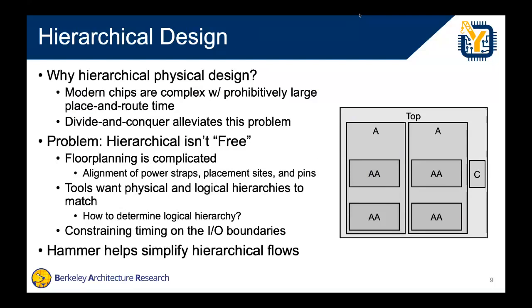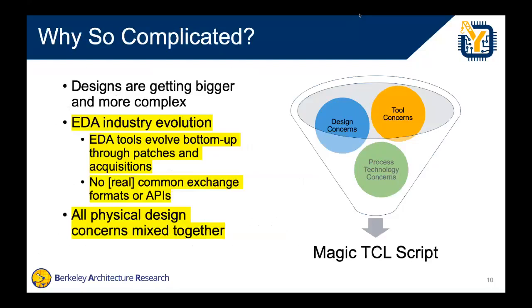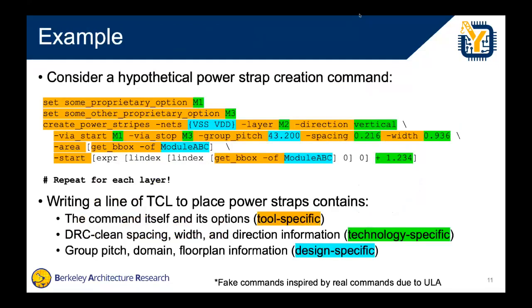But I'm going to get more to the crux of Hammer, which is this last set of things: how do we do this modularity, and how do we do this reusability. So this is an example of something you might see in your magical Tcl script, right? So here we've color-coded these parts of the words in this command that are for the different concerns I was talking about before. So this is just a series of 3 Tcl commands that are setting options and then making a single power strap for one layer.